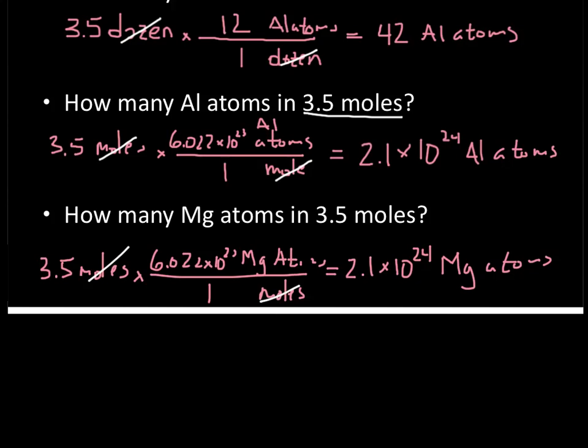So no difference there in the numbers. It's both 3.5 moles, so it's the same counting unit. So we're going to wind up with the same amount. We would have different masses, obviously, because aluminum and magnesium atoms are different sizes, but the same number.